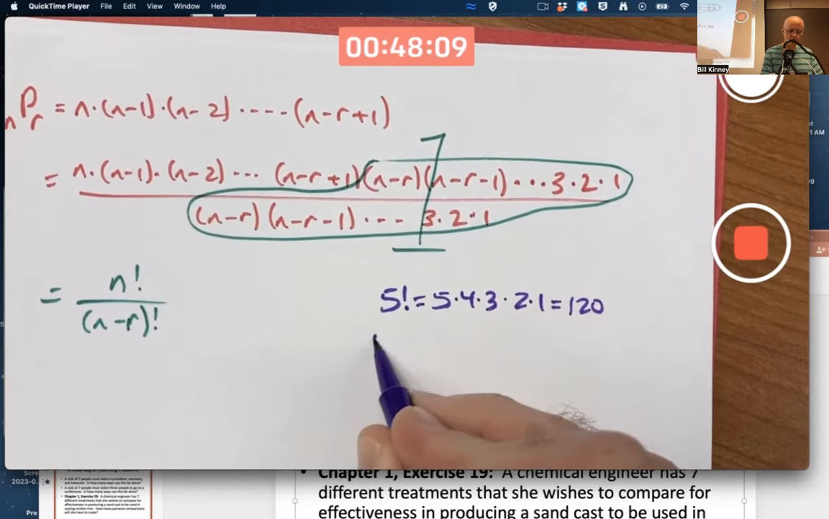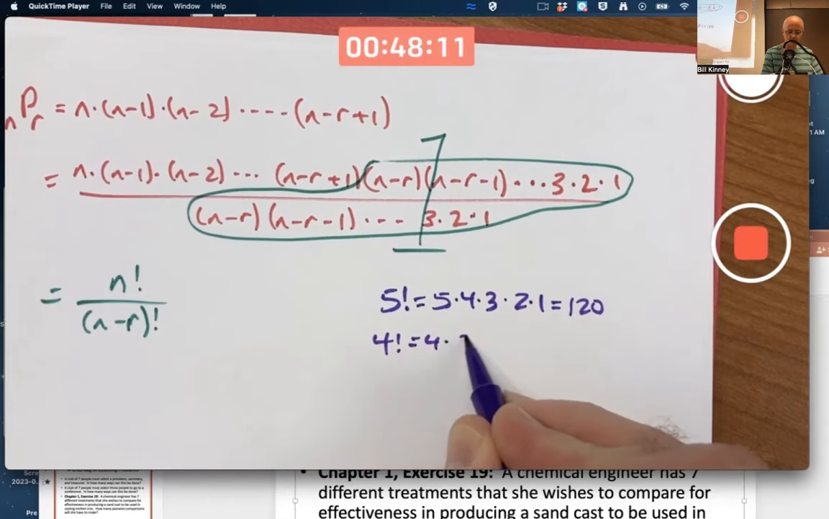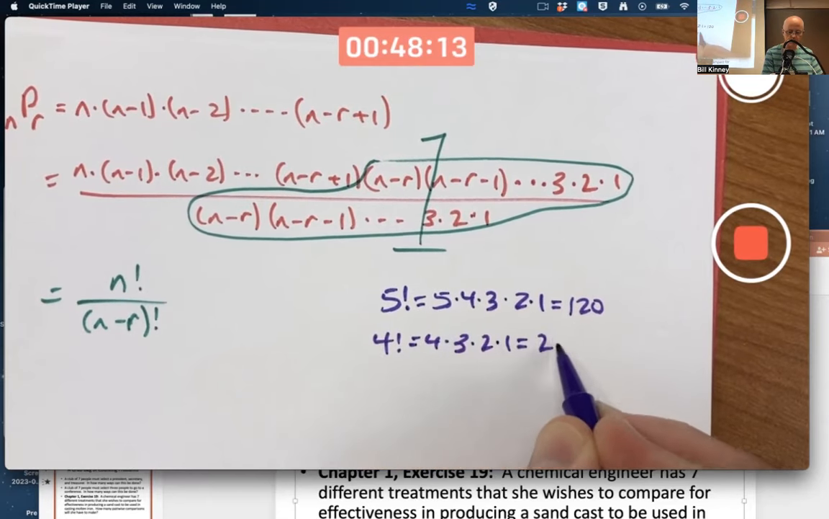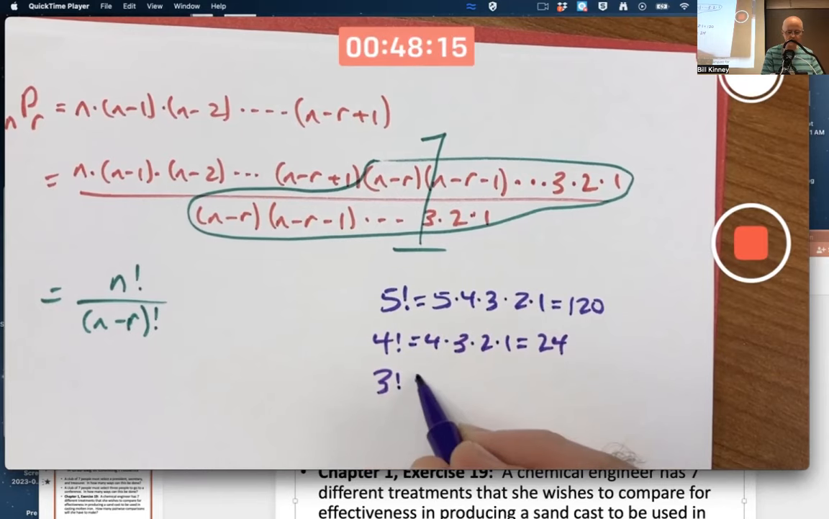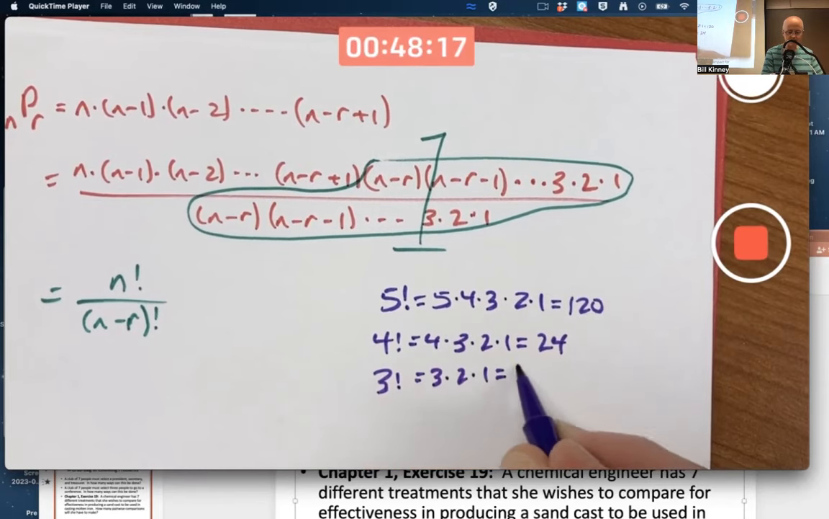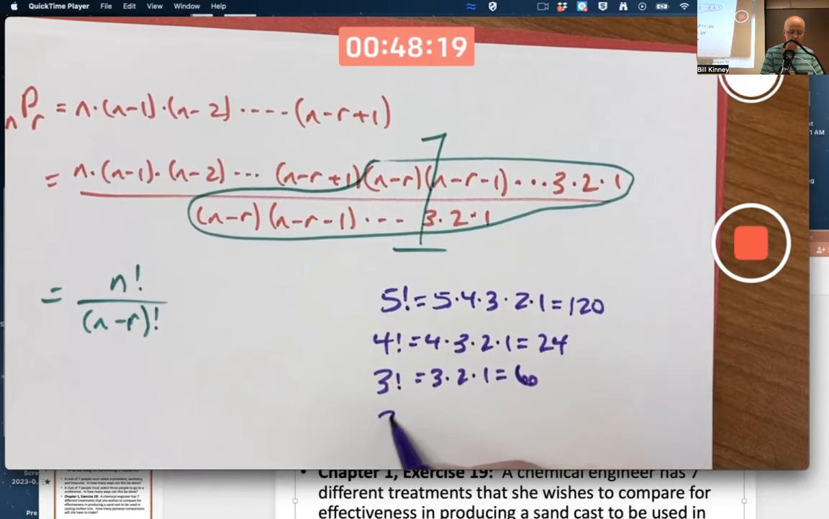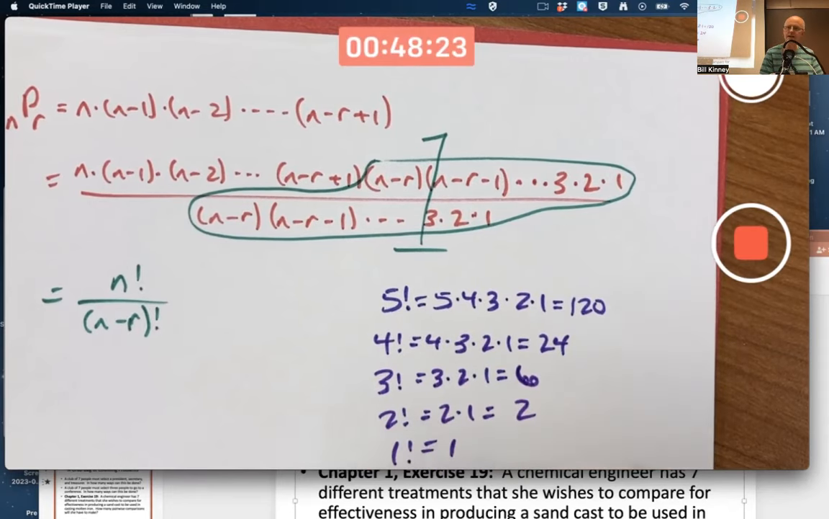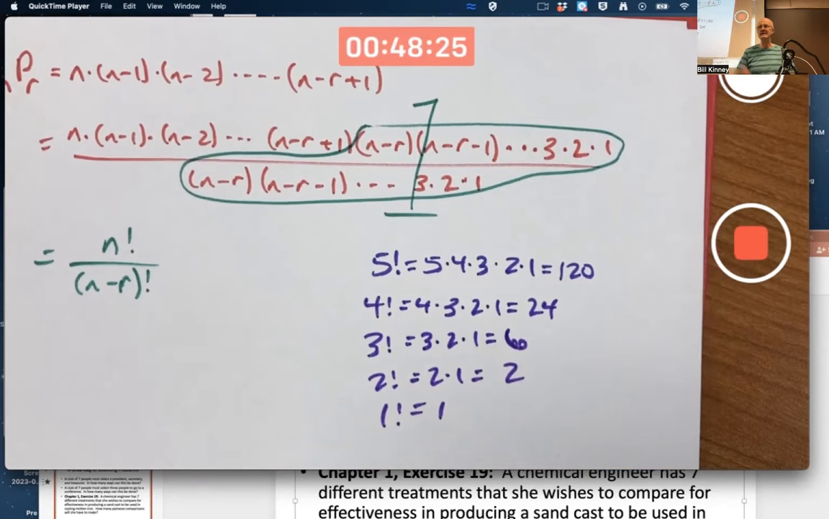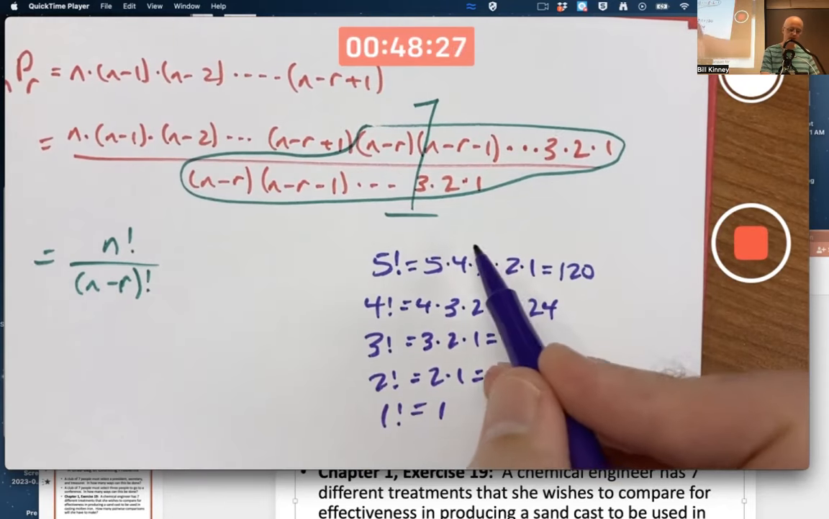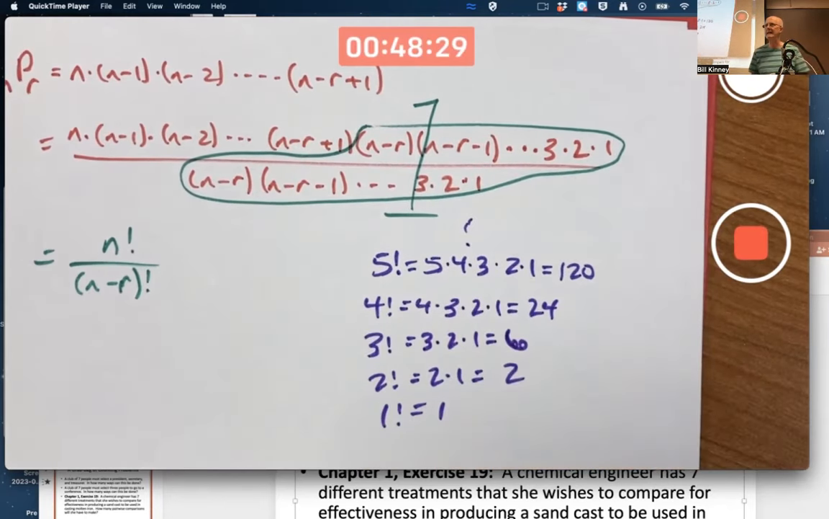120. 4 factorial is 4 times 3 times 2 times 1, 24. 3 factorial is 3 times 2 times 1 is 6. 2 factorial is 2 times 1 is 2. 1 factorial is 1. 6 factorial is 6 times 5 times 4 times 3 times 2 times 1 is 720. 7 factorial, I believe, off the top of my head, is 5040.